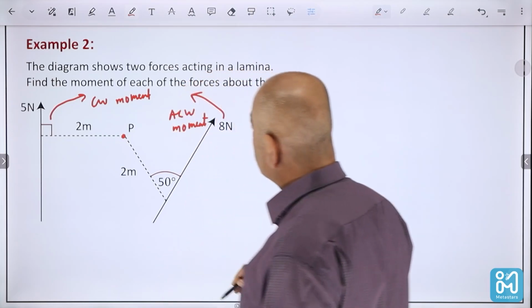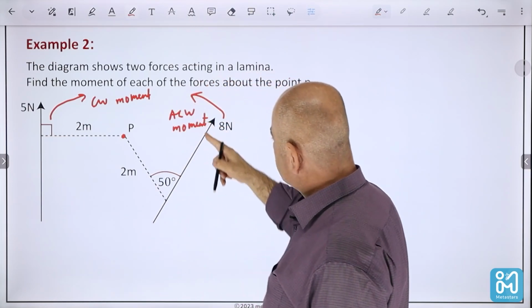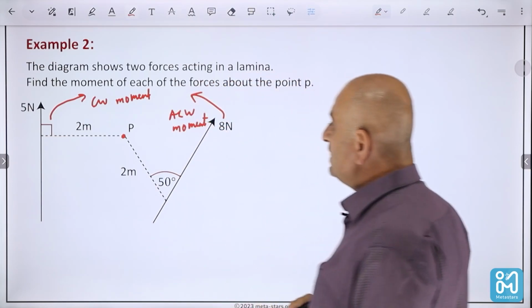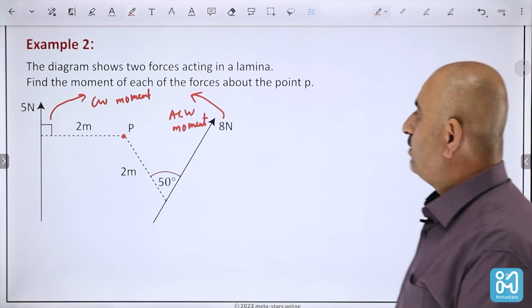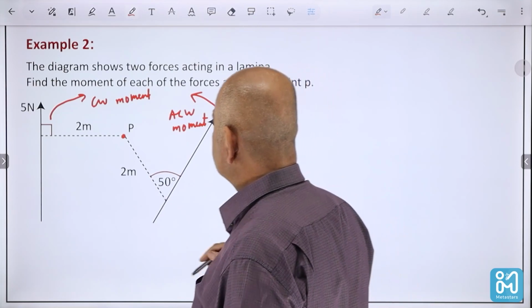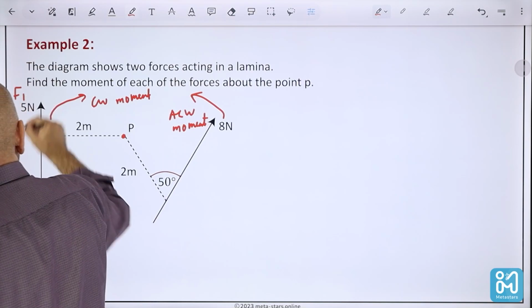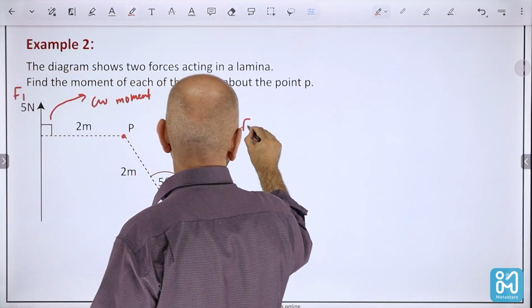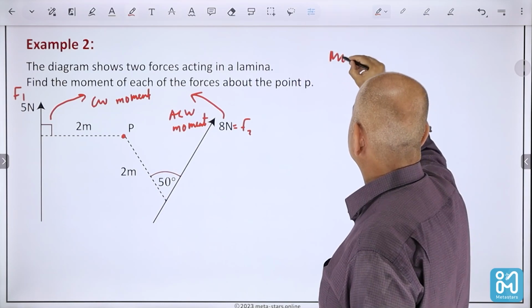So I'm going to calculate the clockwise moment produced by the 5 newtons, and then the anti-clockwise moment produced by the 80 newtons, and then I'm going to find the resultant moment, okay? So let's call this F1 and this F2. Let's calculate moment 1.